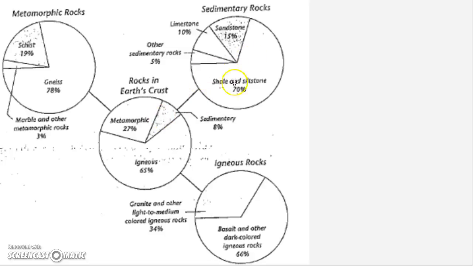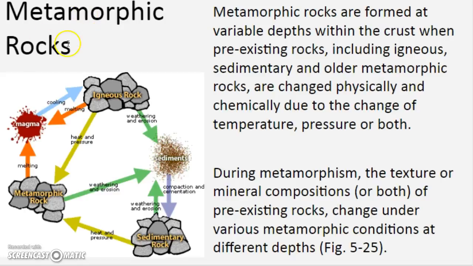And for sedimentary, we're talking shale and siltstone, right? Generally speaking, your mudstones are at 70%, sandstone about 15%, limestone at about 10%, and then other sedimentary rocks 5%. And then igneous, we're talking about basalt and others at about 66%, right? We're talking about dark colored mafic rocks that are dominated by mafic minerals. And then granite and other felsic mineral containing rocks make up the extra 34%.